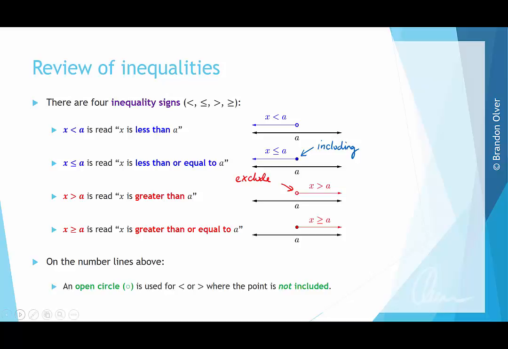So on the number line, as we've just said, an open circle is used when we have less than or greater than symbols in our statement, and that point is not included on the number line. And when we use a closed circle, which is a filled in dot, that accompanies less than or equal to or greater than or equal to symbols, and that point is included on the number line.